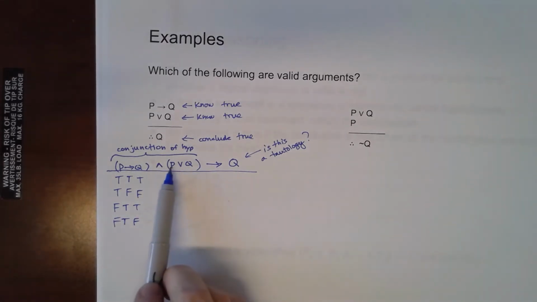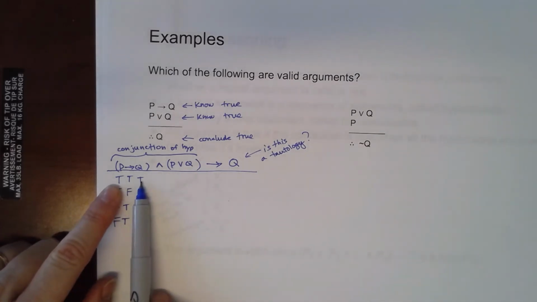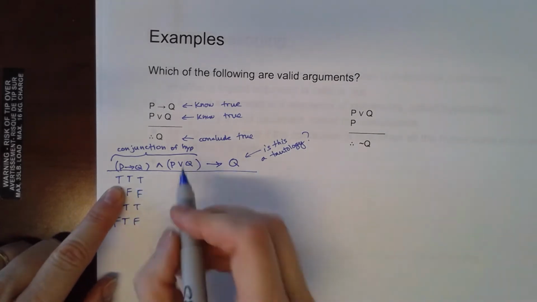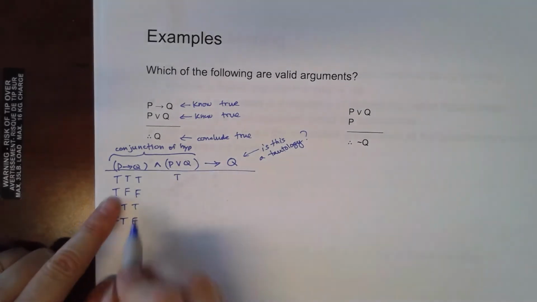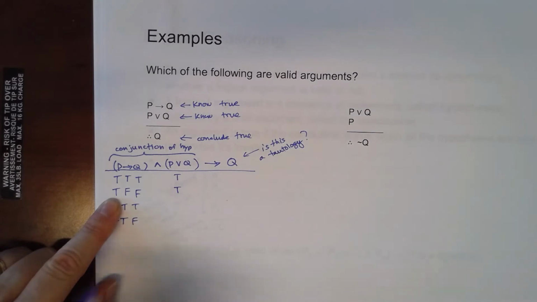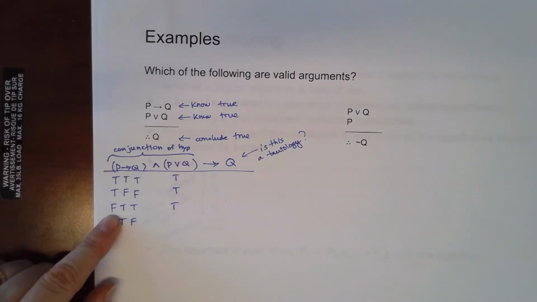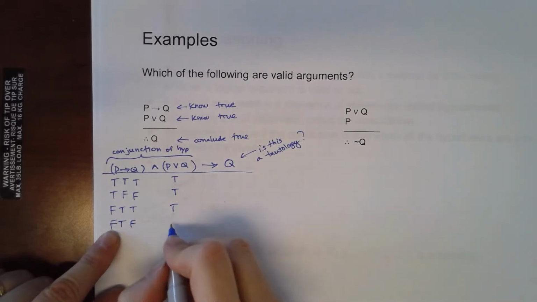If I go over here to P or Q, I'm just going to look at these P's and Q's so I don't have to rewrite them. Okay, true or true, that's going to give me true. True or false, still as long as I have at least one, I'm true. False or true, I have at least one, I'm good. The only time it's false is when neither of them are true.